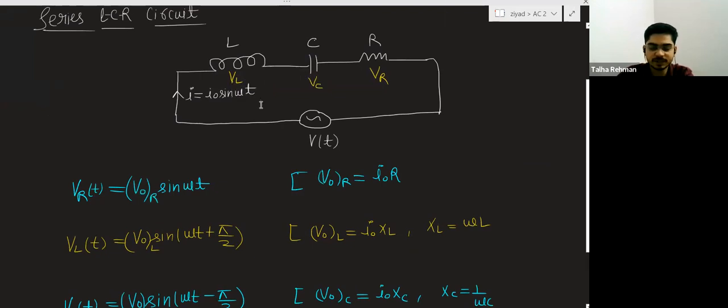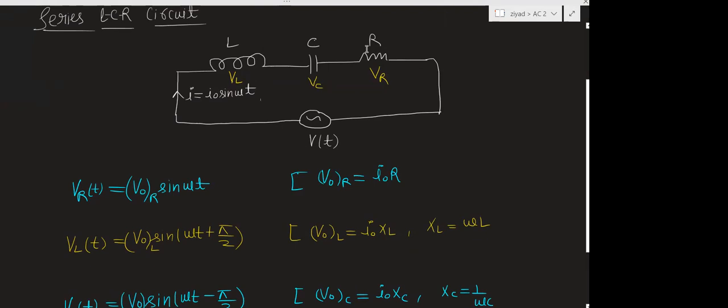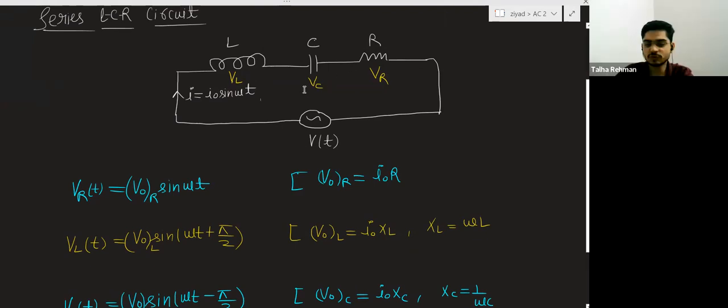Remember one thing: this is a series circuit. So the current in the inductor, the current in the capacitor, and the current in the resistor will be the same, because this is a series combination. In a series combination, the current remains the same. In a parallel combination, the voltage remains the same. So here the current is the same.